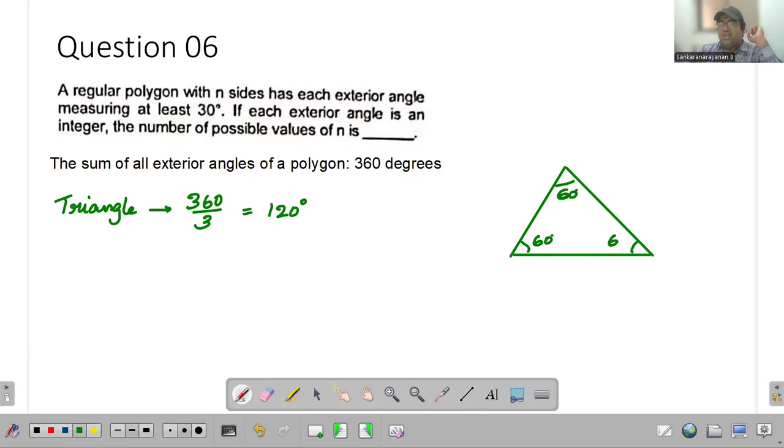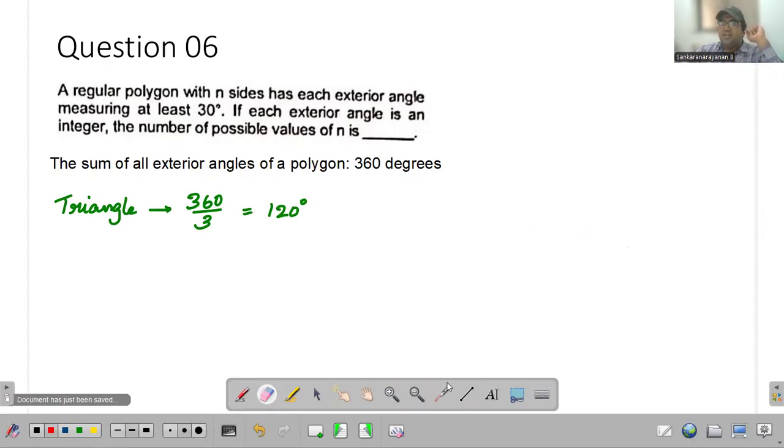So if I consider the exterior angle at this point, this exterior angle corresponds to that 120 degrees. And the same will be the case with the other two exterior angles as well. So if it is a regular polygon with n sides, the measure of an exterior angle will be 360 upon n.